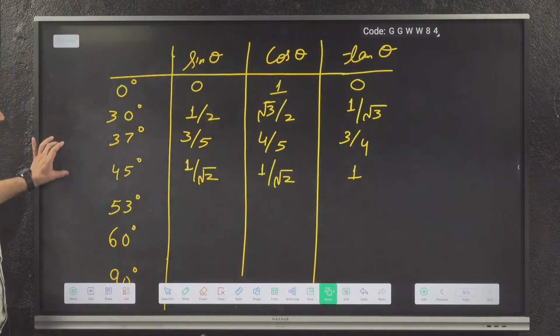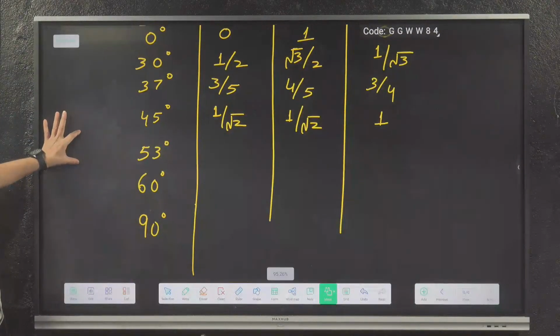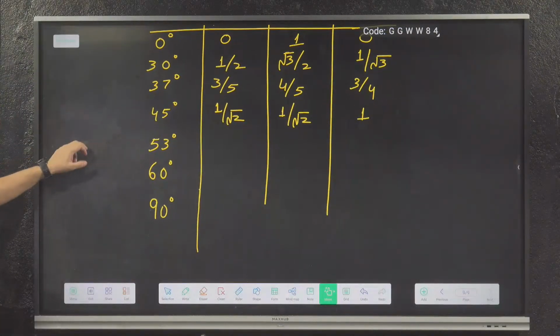If anybody wants to sleep in between, they can sleep. Later they can see the table, and by practice we will learn all these values.